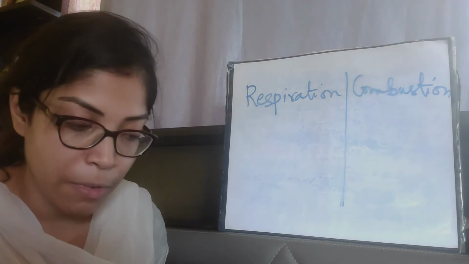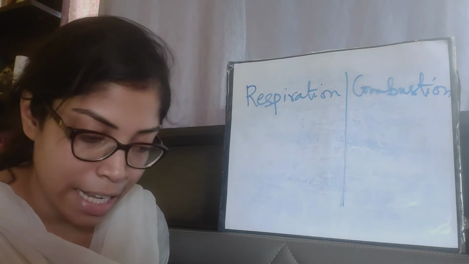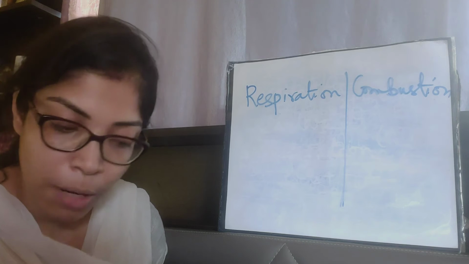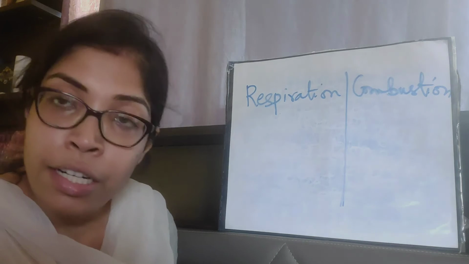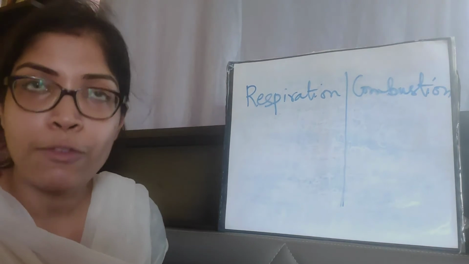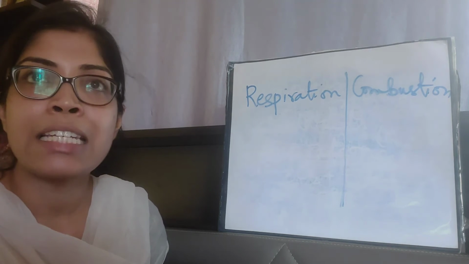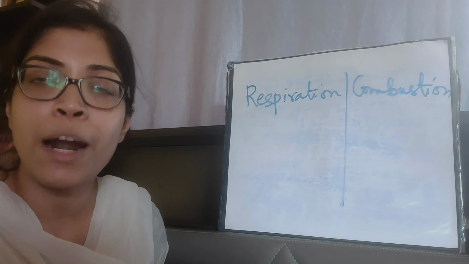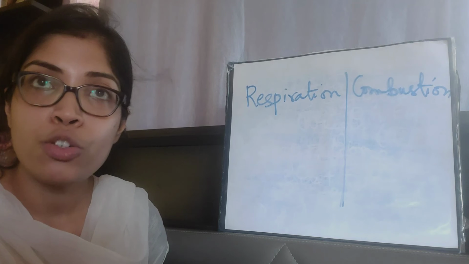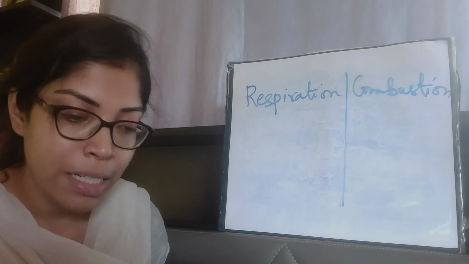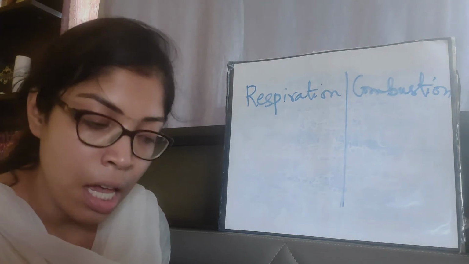Under respiration, the fourth point, energy is released in several steps and stored as ATP, while for combustion, energy is released in the form of heat and light. Next point, under respiration, enzymes are involved. Since it is a biochemical process taking place in living cells, and it involves the breakdown of carbohydrate to produce ATP, enzymes are obviously involved to help that process. But in the case of combustion, no enzymes are involved, since it does not take place in living cells.